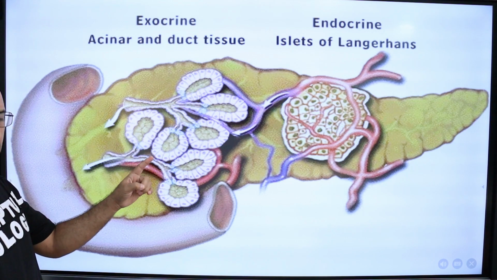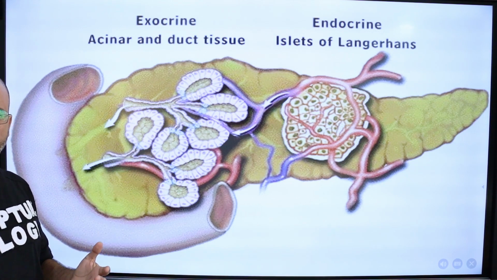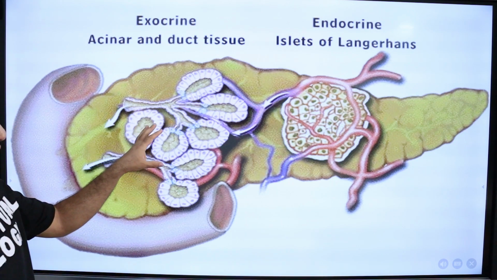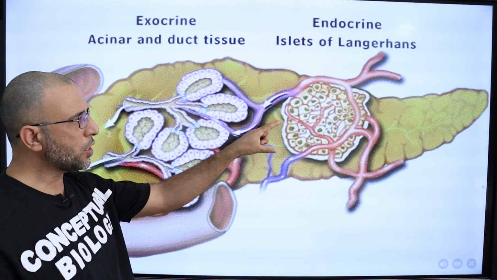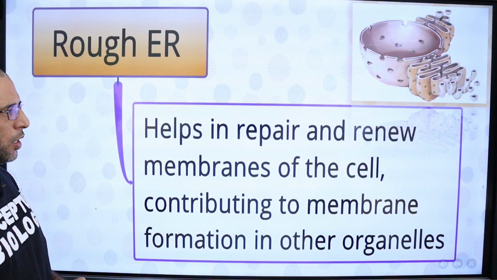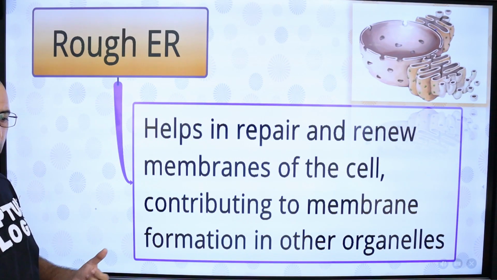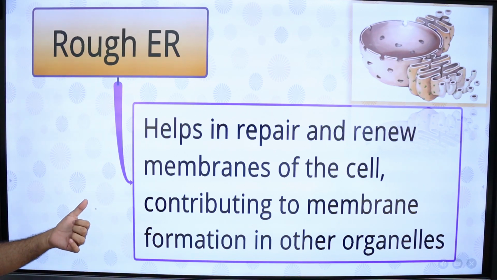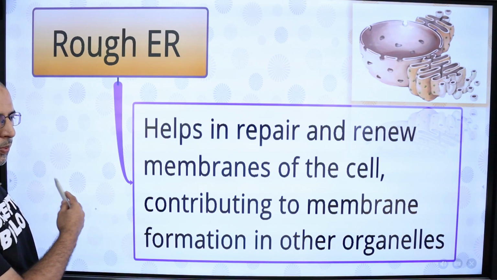So the cells in the pancreas contain a greater proportion of rough endoplasmic reticulum because they are involved in the synthesis of enzymes as well as hormones. Rough endoplasmic reticulum also helps in repairing and renewing the membranes of the cell, and also contributes to the formation of other organelles.